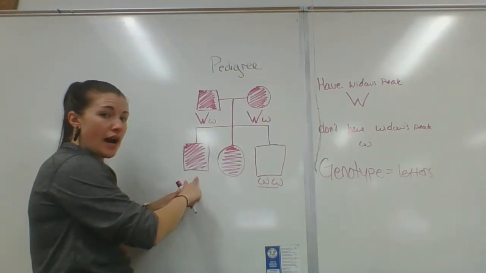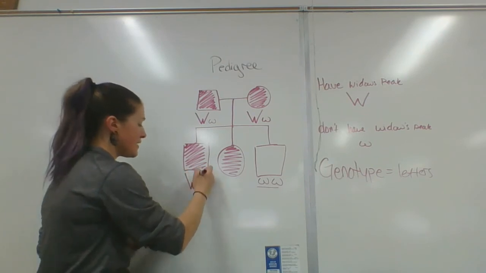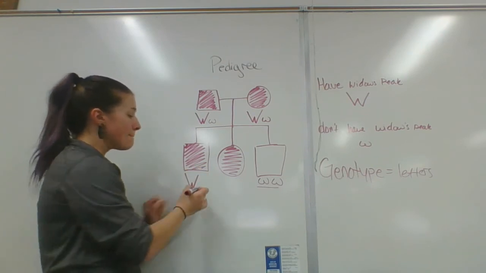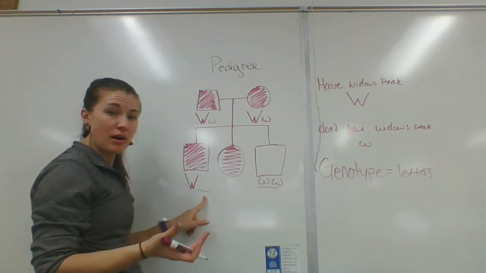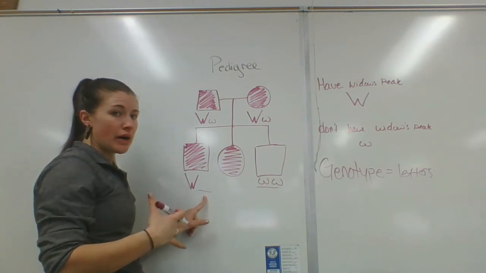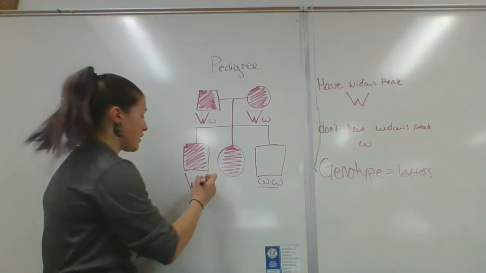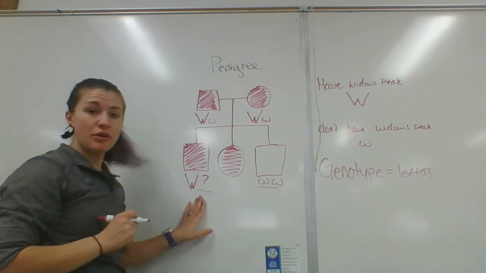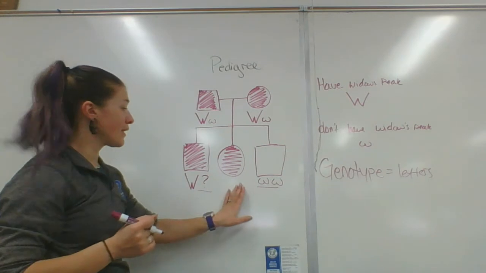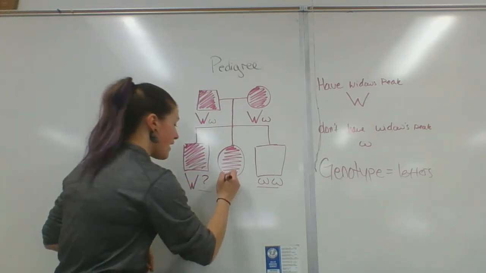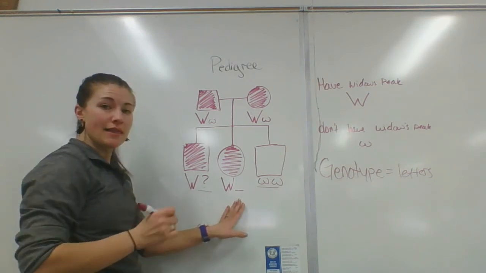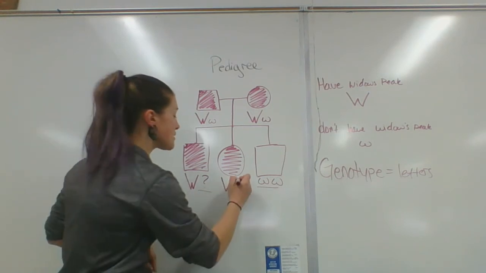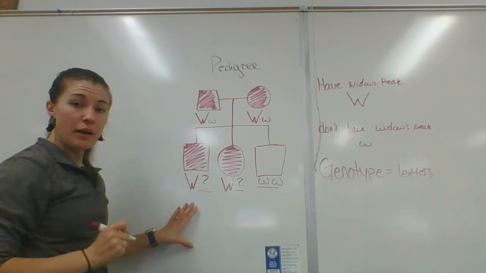My oldest brother has a widow's peak, so I know he has a capital W, but I don't know what his second letter is. It could be a lowercase w or a capital W. So we're just going to put a question mark there because we don't know. Same thing for me. I have a widow's peak, but I don't know what my second letter is. It could be capital, could be lowercase, so I'm going to put a question mark.